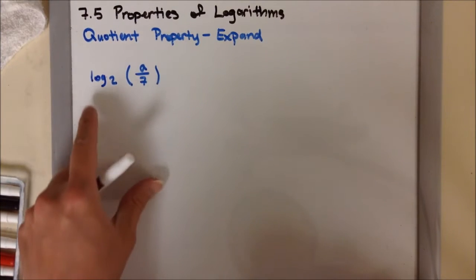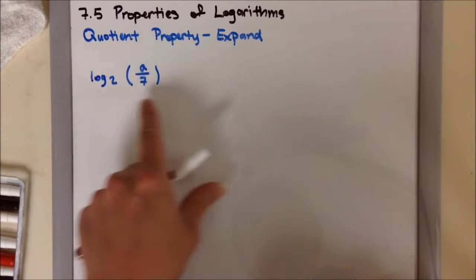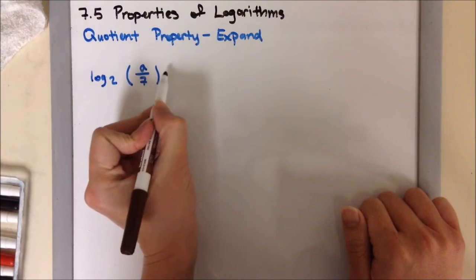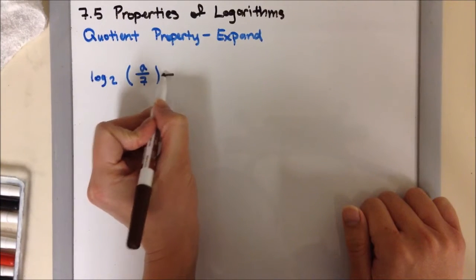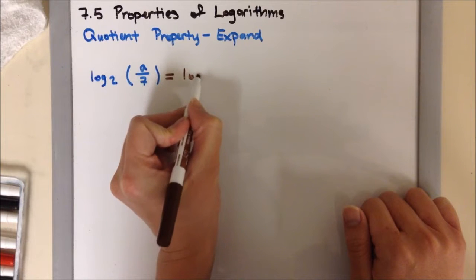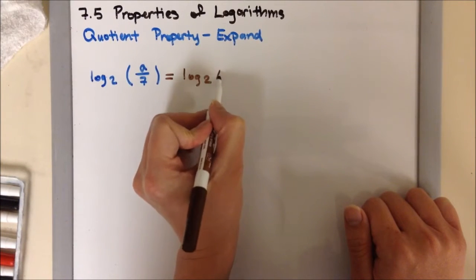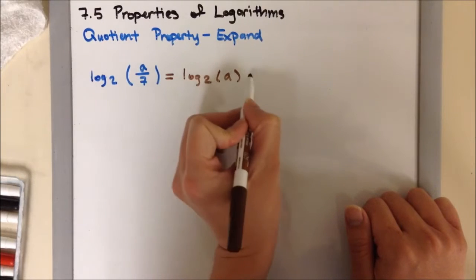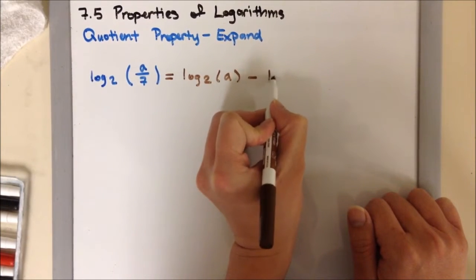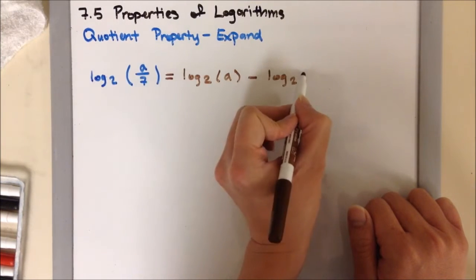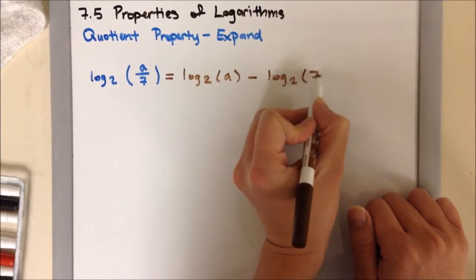In this example, I have log base 2 of a over 7. If I were asked to write it in expand form, or if I were just simply to expand it, I'm going to write log base 2, and then what's in my numerator, I'm going to write that one first, which is the a, and then the minus log base 2 again. What's in my denominator, I'm going to write as second, which is the 7.